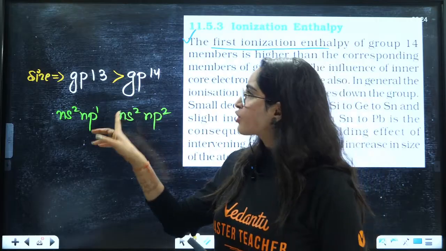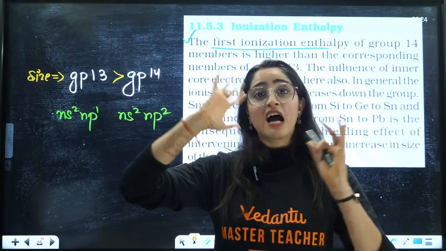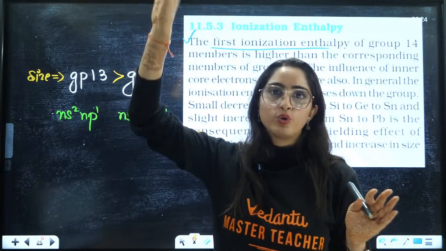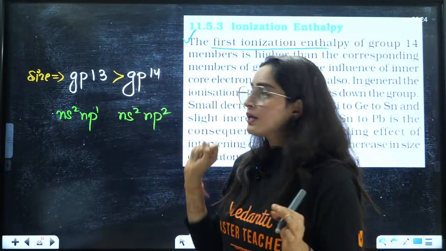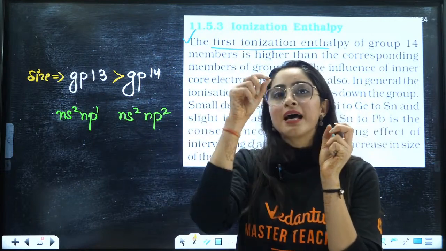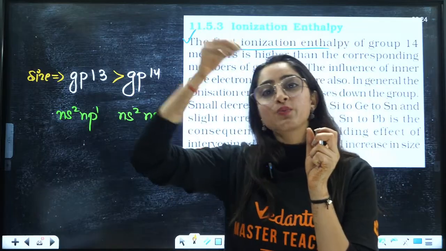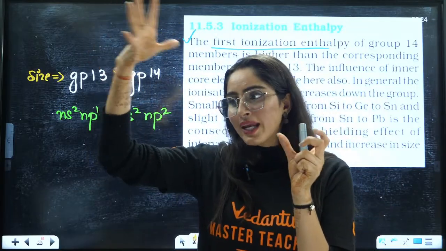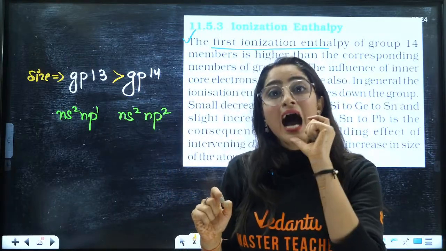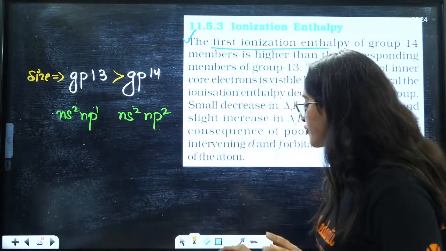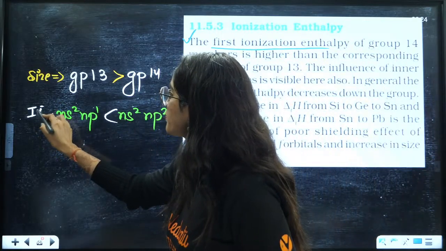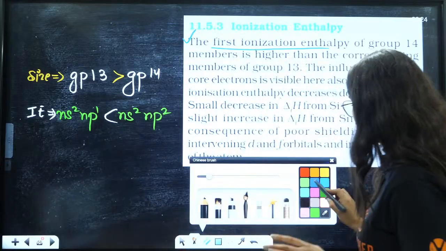So basically, this is your group number 13, which has a large size. That is why it is away from the parents, so it is very easy to lose the electrons. But here, because of the small size, it is very close to the nucleus. That is why the interactions are more. That is why the outermost electron is very attracted towards the nucleus and it is very difficult to lose it. That is why group number 14 has high ionization energy. Is that clear to everybody or not?